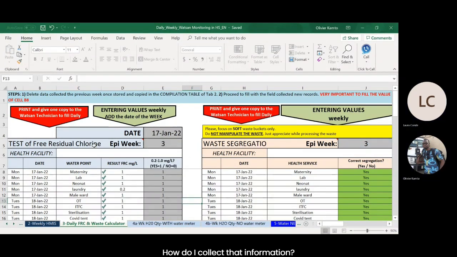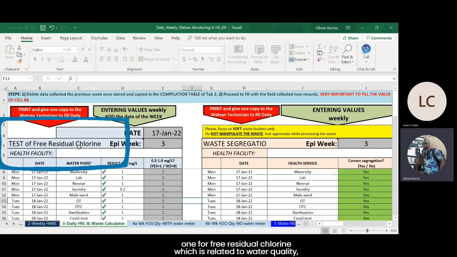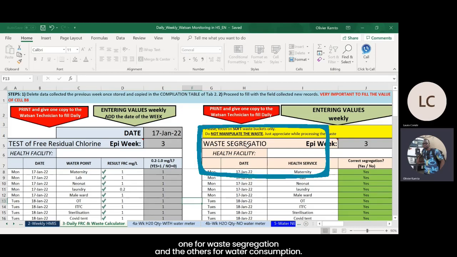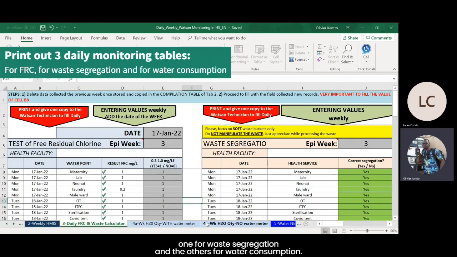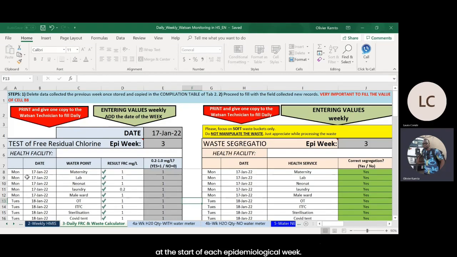How do I collect that information? Yes, Laura, to collect the information, we are going to make use of this monitoring tool which you find here. In this tool, you find different tables which you are supposed to print out. One for free residual chlorine, which is related to water quality, one for waste segregation, and the other for the water consumption. Now, once the form is printed, we have to ensure that the information is collected at the start of each epidemiological week.